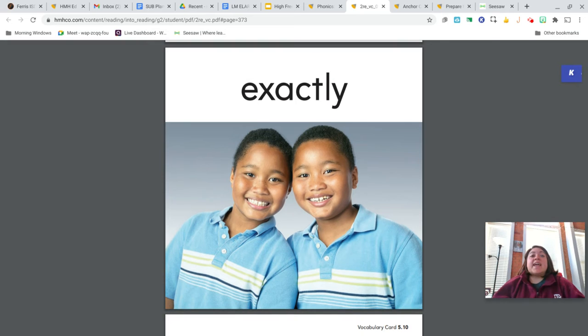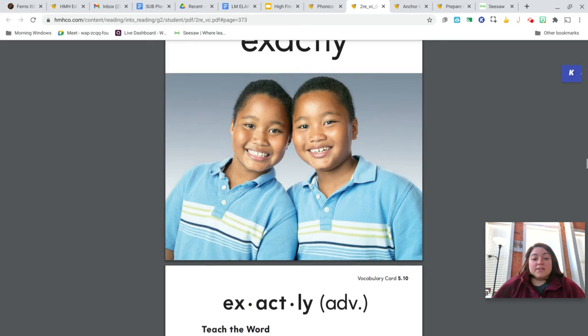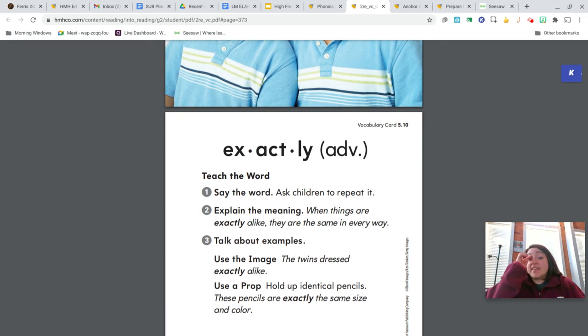Everybody repeat after me. Exactly. When things are exactly alike, they are the same in every way. The twins dressed exactly alike. That reminds me of when Clinton and Clayton dress alike and Miss Bullington and Miss Little cannot tell you apart.